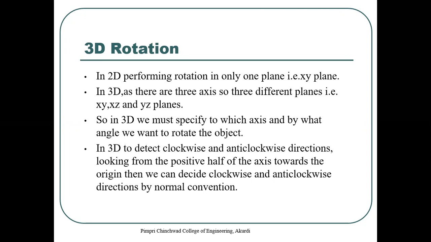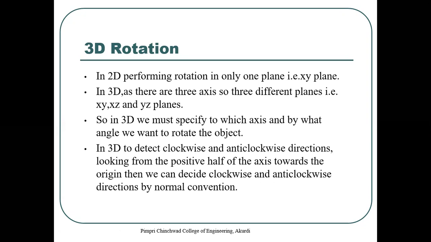So in 2D, it is simple to detect the clockwise and anti-clockwise direction. But in 3D, to detect the clockwise and anti-clockwise direction, we look from the positive half of the axis towards the origin. Then only we can decide the clockwise and the anti-clockwise direction by the normal conventions.